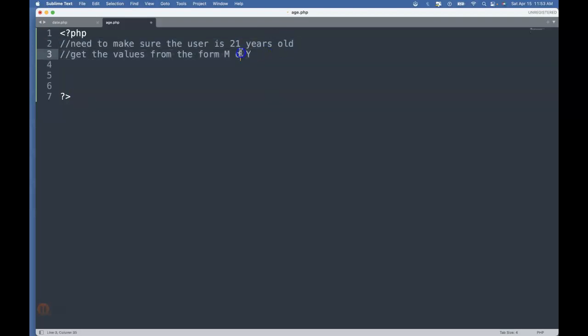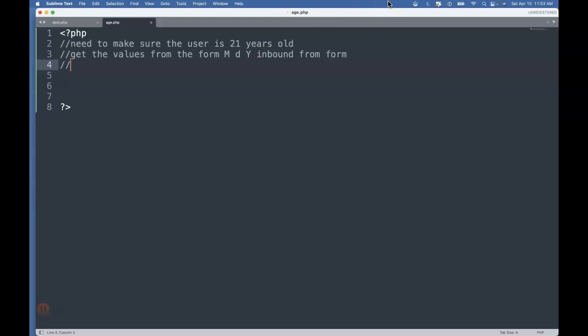So we know that this is inbound from the form, right? We know month, day, and year is inbound from the form. What else do we know? We know that 21 years ago is 2002, right? But someone could always be born after April. Right now, this video is being recorded at April 15th. They could be born in August, in which case they wouldn't be 21 till August.